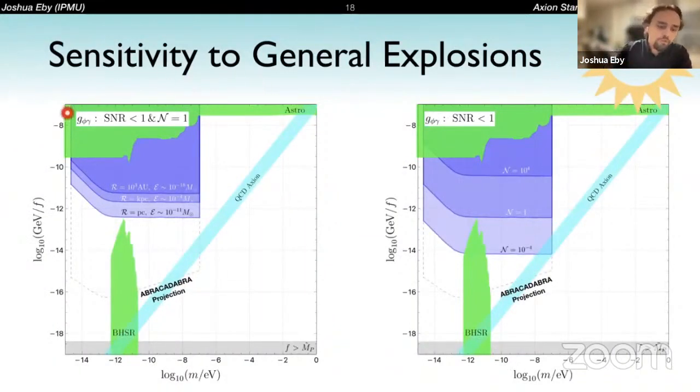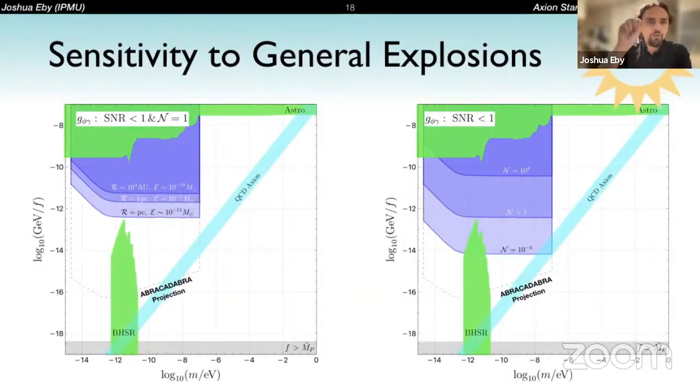In the left curve, we fixed the number of explosions per experimental time scale to 1 at a given radius. And what you see is that at different radii, the same experiment would be sensitive to explosions of very different scales. For explosions of 10 to the 18 solar masses, you would expect 1 per experimental time scale at a distance of 10 to the 3 AU that is detectable. And for kiloparsec, it's 10 to the -4 solar masses, and so on. So that's pretty neat, we think.